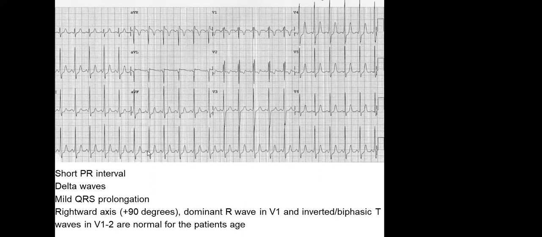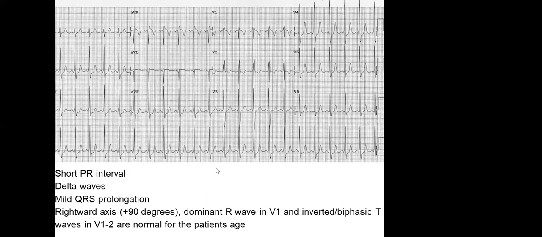So: short PR interval, presence of delta wave, mild QRS prolongation or no prolongation of QRS, right axis deviation, dominant R wave in V1, and inverted or biphasic T waves in V1 or V2. These are kind of normal findings in pediatrics. But when we have these findings with short PR interval along with delta wave with slight QRS prolongation, we should be evaluating these patients for WPW syndrome.